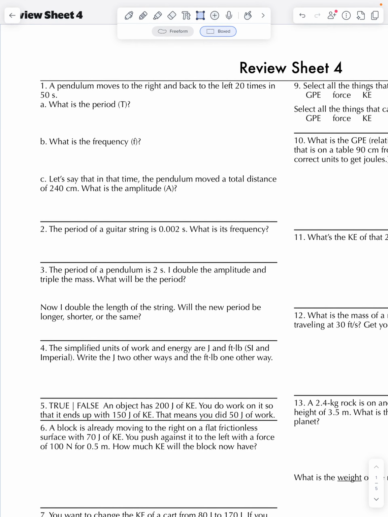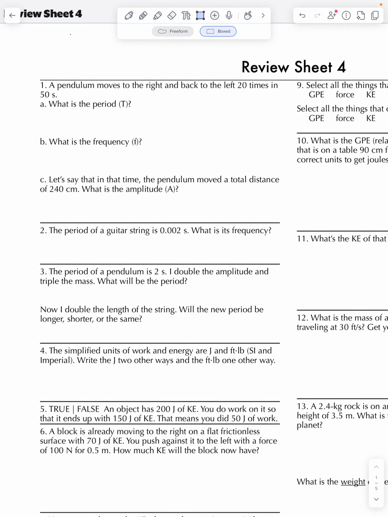A pendulum moves to the right and back to the left 20 times in 50 seconds. So what I'm describing is, let me get my pen, here's the pendulum here, and it goes to the right and back to the left 20 times in 50 seconds. So how many cycles did it complete? Well, the cycle is just that, going to one side and coming back to where it started. So that 20 times is referring to 20 cycles.